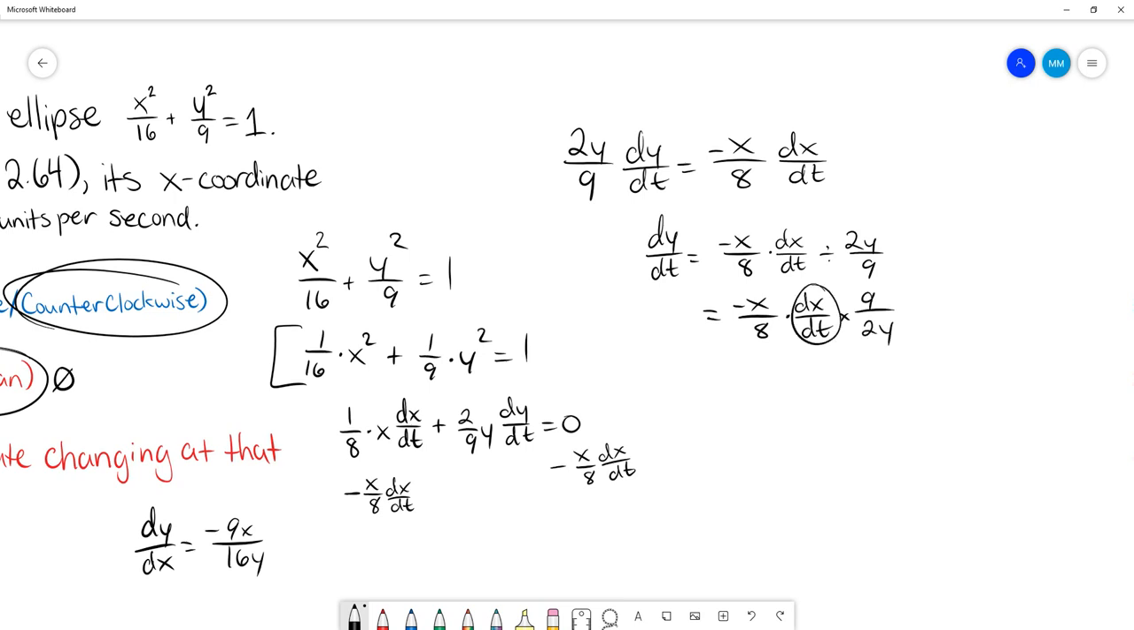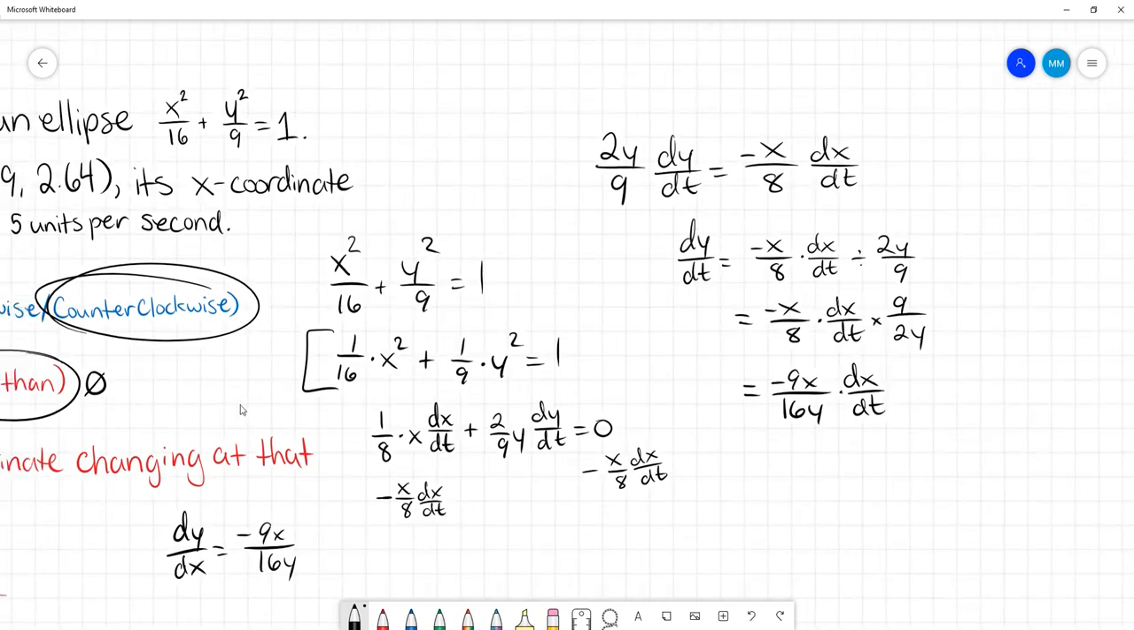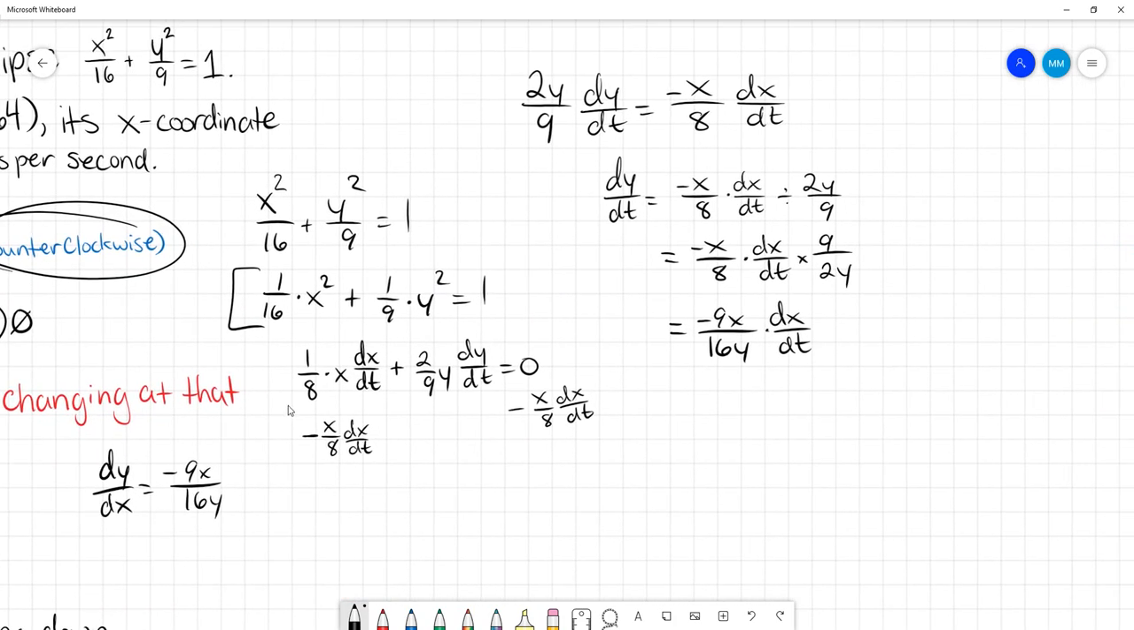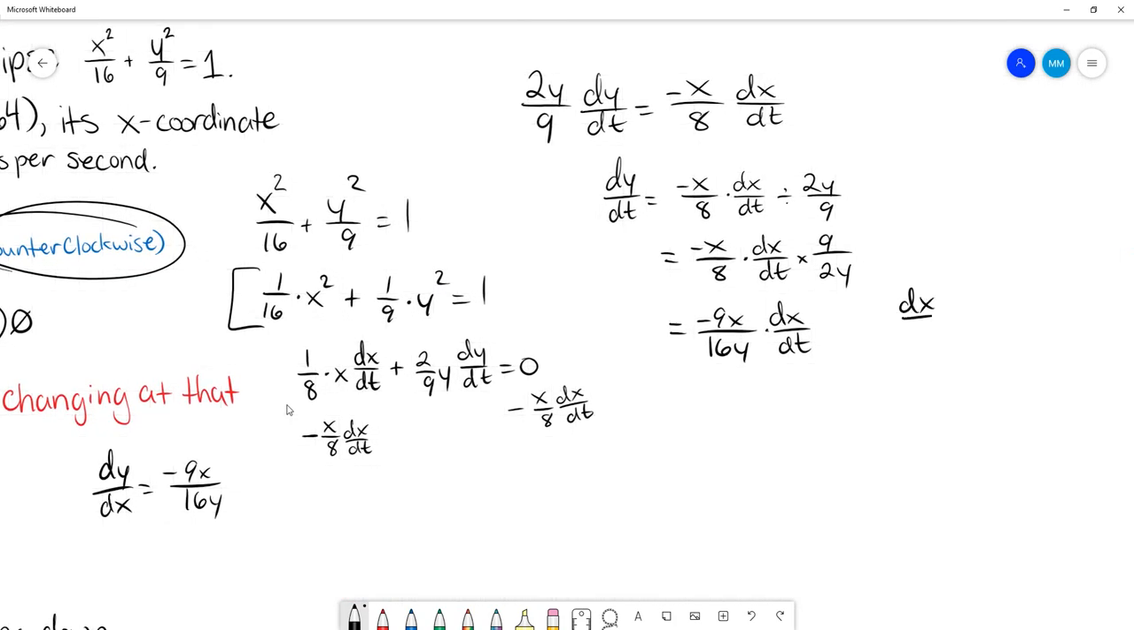In this case, I'm just going to ignore my dx dt and multiply that with this. So it's going to be, again, negative 9x over 8 times 2 is 16, cy, all times dx dt. And now you're probably wondering, what the heck is dx dt? Well, that's the rate of change of x with respect to time. So it's how fast the x coordinate is changing, which they actually tell us already. Our x coordinate is decreasing at a rate of 5 units per second. So they just told us that our dx dt is a negative 5.